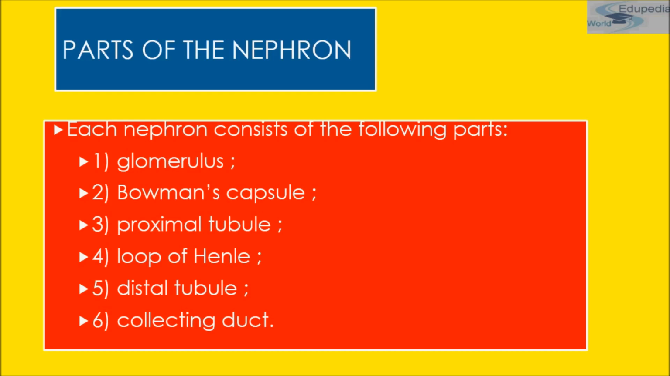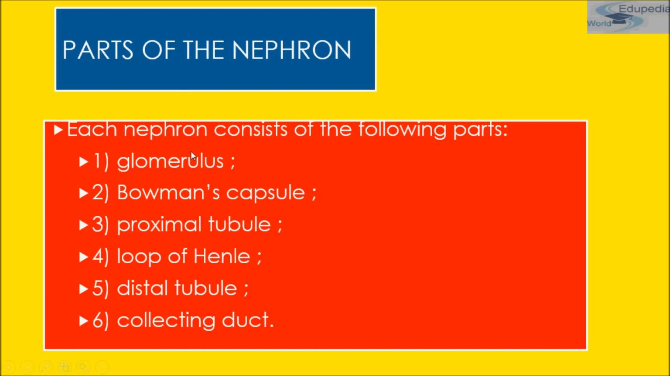Structurally, it consists of two main parts, which we call the Malpighian body and the tubular region. The Malpighian body is also known as the renal corpuscle, and it is made up of two components, Bowman's capsule and glomerulus. The tubular region consists of the following parts: first is the proximal tubule, second is the loop of Henle, third is the distal convoluted tubule, and fourth is the collecting duct or terminal duct. Terminal duct and collecting duct are the same, so don't get confused.